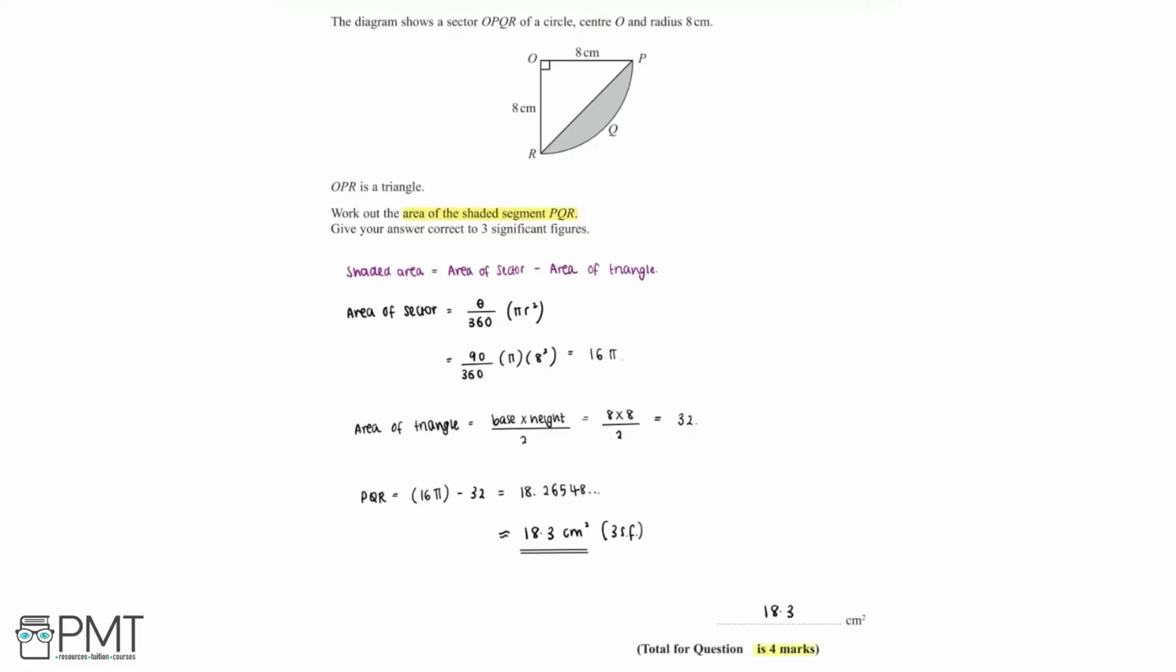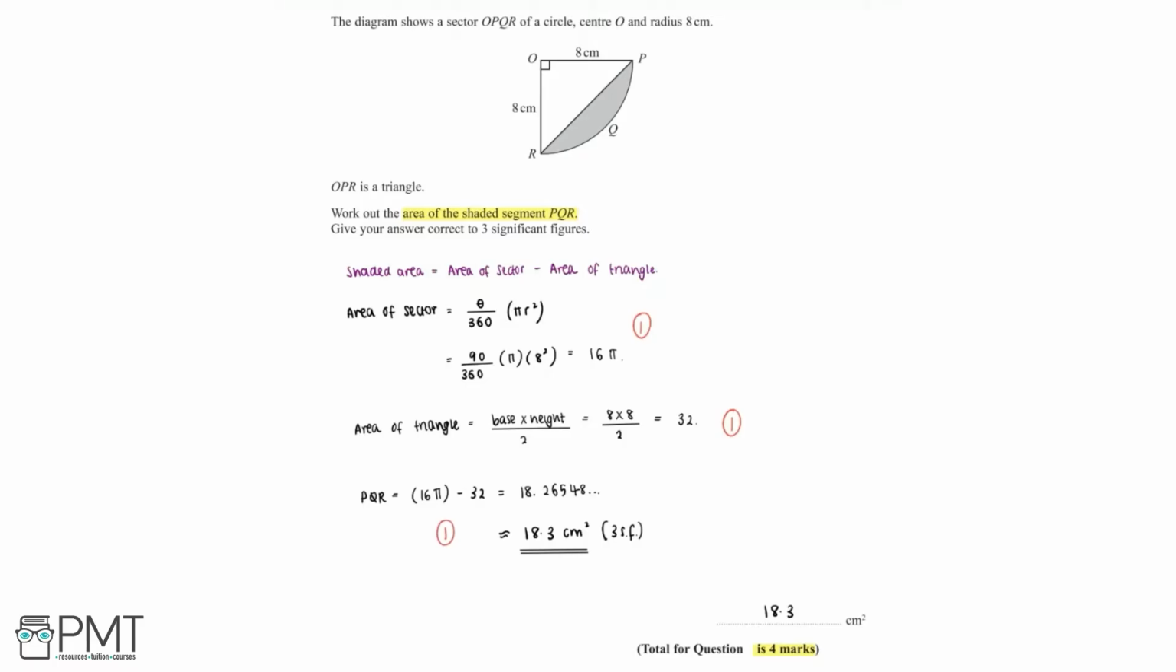Now this question is worth 4 marks. We get the first mark for finding that the area of the sector is equal to 16 pi. We get the second mark for finding that the area of the triangle is equal to 32. We get the third mark for a process to find the area of the shaded segment PQR by doing the area of the sector, take away the area of the triangle.